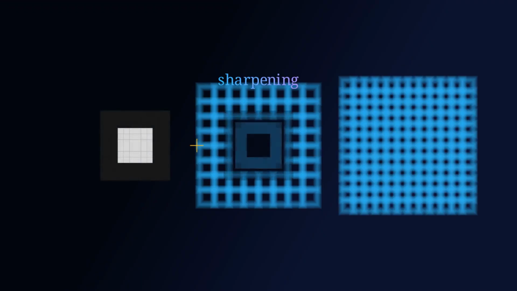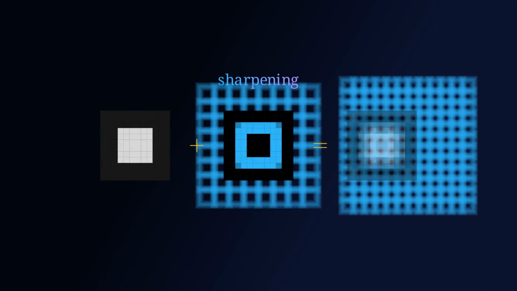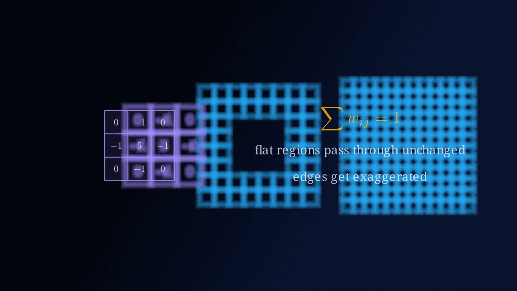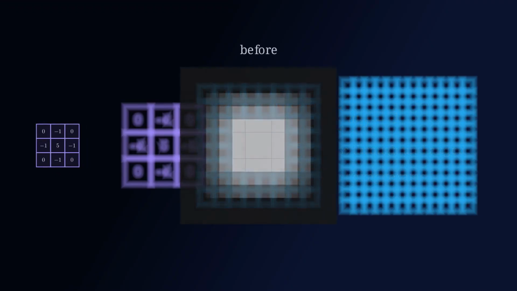One more classic, sharpening. The idea is to take the original image and add back the edges we just found, making boundaries crisper. We can fold that whole idea into a single kernel. The sharpened kernel keeps a boosted positive center with mild negative neighbors, but this time the weights sum to 1 instead of 0. That means flat regions pass through unchanged while edges get exaggerated. Same machinery, one tweak to the balance. Run it, and details snap into focus. Edges gain contrast while smooth areas stay put.